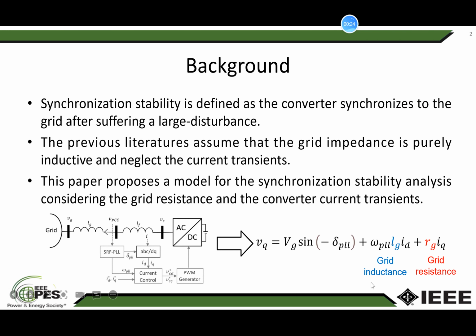Synchronization stability is defined as the converter synchronizing to the grid after suffering a large disturbance. This is a new concept proposed in 2018, which aims to understand the mechanism of converter synchronization and further assess its stability.